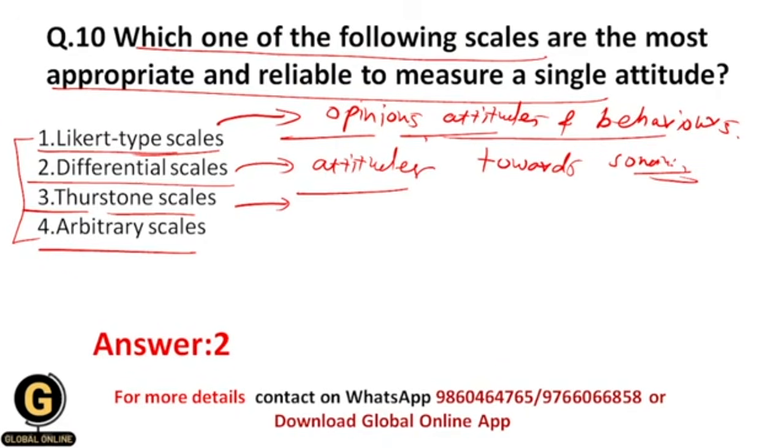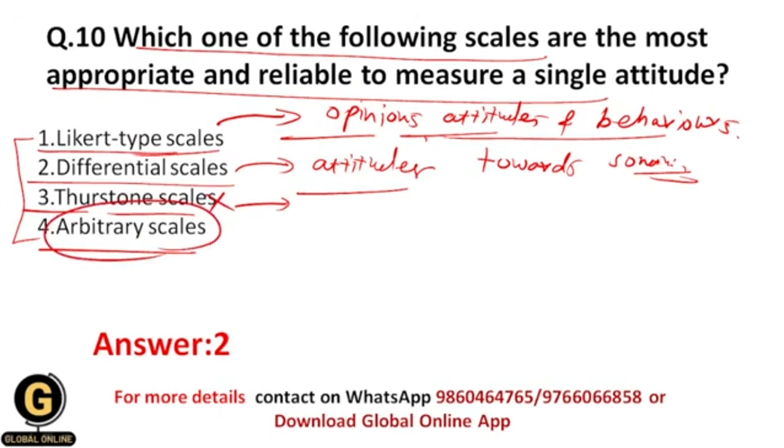Thurstone scale measures respondents' attitude by using a series of agree-disagree statements of various weightage. So basically here again you can measure the respondents' attitude, but by using the series of statements of various weightage, and that's why here you can't measure only a single attitude. Over here you can measure different types of attitude of a single person. That's why this option gets eliminated.